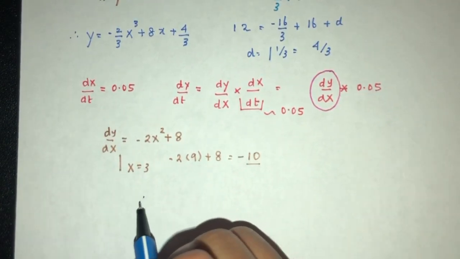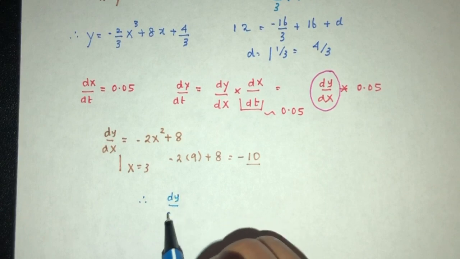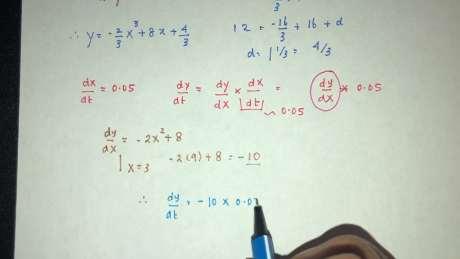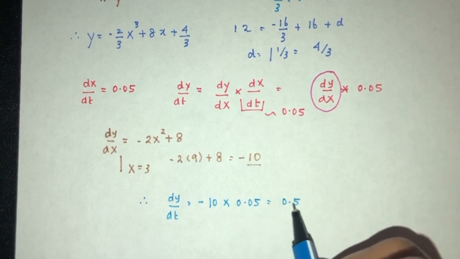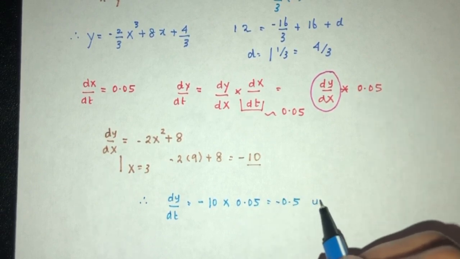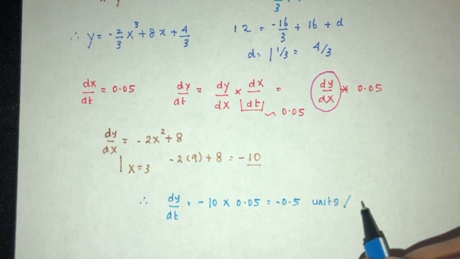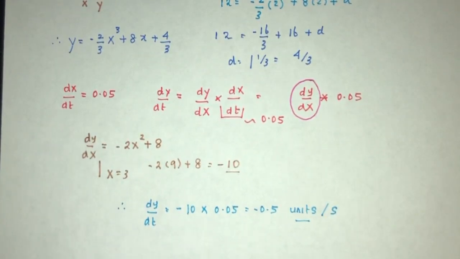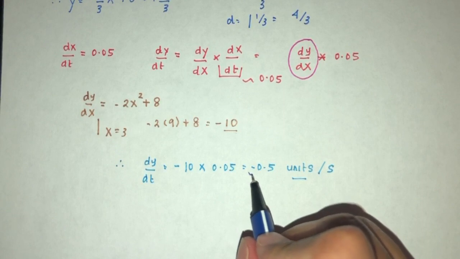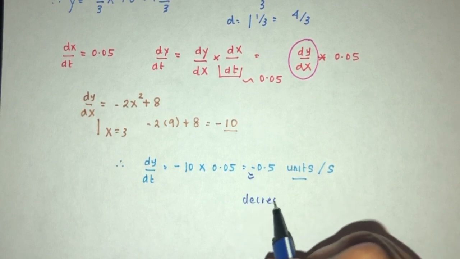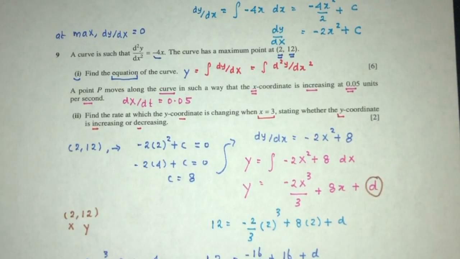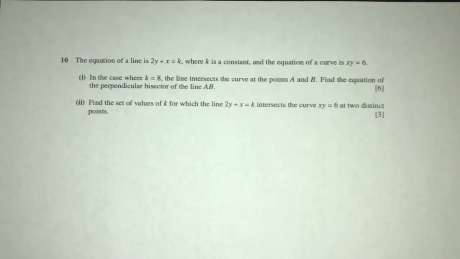So let's move on. The question is what? dy by dt should be minus 10 times 0.05. That should be 0.5 minus, obviously, and units per second. So here, per second, right? So state whether y is increasing or decreasing. Because here it is negative, obviously it will be decreasing. And that will be part 2 of your question. Now let's move on to the next question.